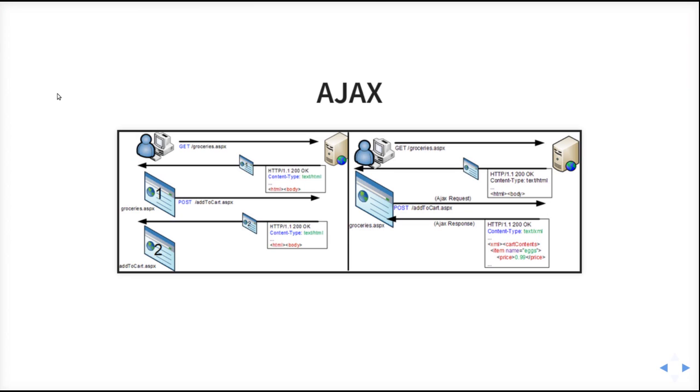The difference between that is represented in these two diagrams. The old way of doing things, in this case it looks like they're thinking about a groceries cart, is you add an item, you post it, it comes back with that item added. You add something else, you post it, it comes back with that item added, and so on and so forth. With Ajax, it's making the requests behind the scenes and updating the web page in real time, smoothly and seamlessly.